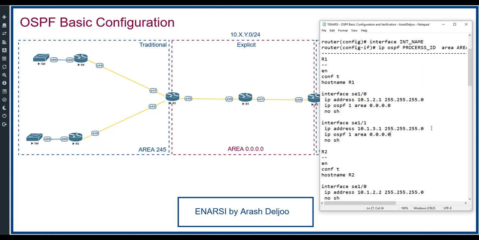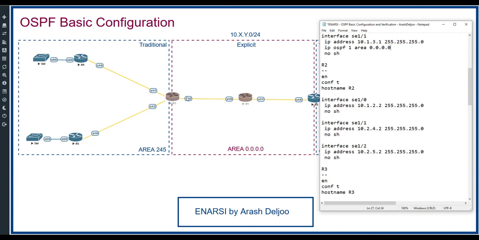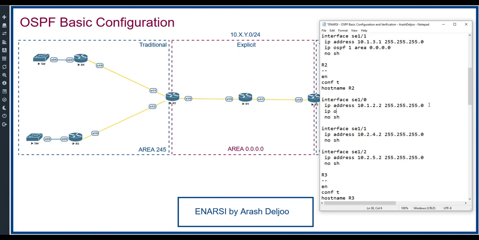Also, because R1 is one of the internal routers. In router 2, we should configure one interface with the explicit method, on serial 1/0. Let me show you, ip ospf 1 area 0 again. But for serial 1/1 and 1/2, I'm going to use the traditional method. It is not common that we configure one interface with the traditional method and another interface with the explicit method, but for better understanding, let me configure it with this method.